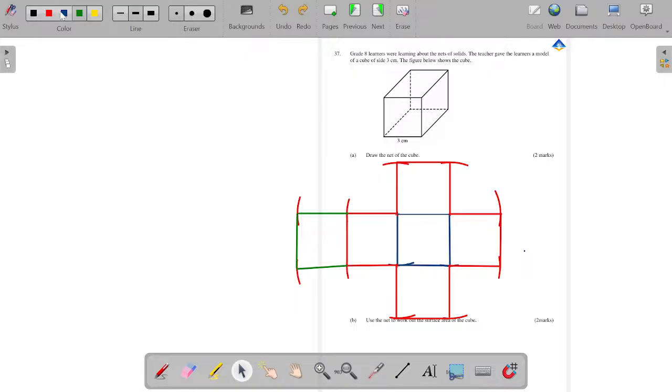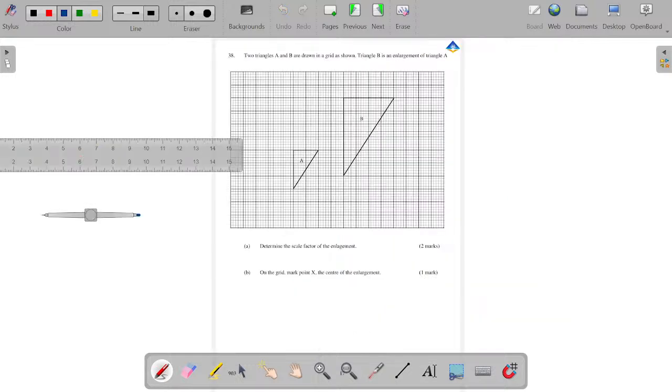So let me maybe just give this as 3 centimeters. Like that. Let's look at this one also. 2 triangles A and B are drawn on a grid as shown. Triangle B is an enlargement of triangle A. Determine the scale factor.